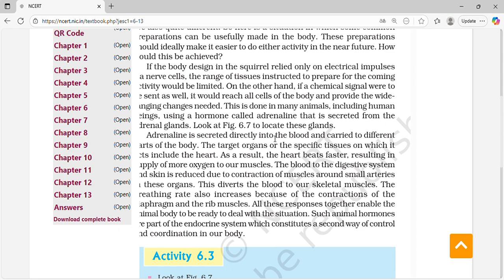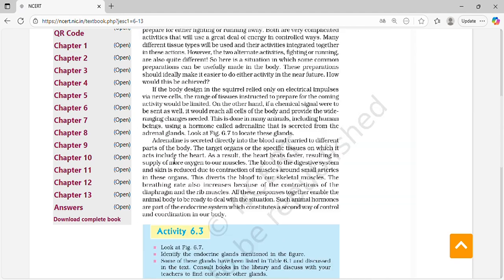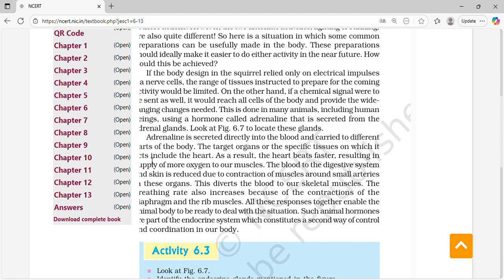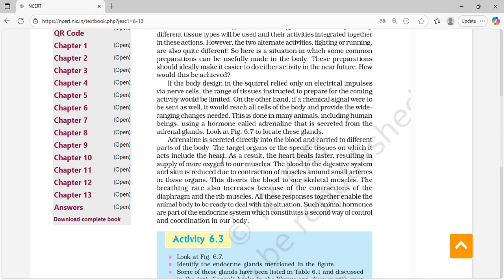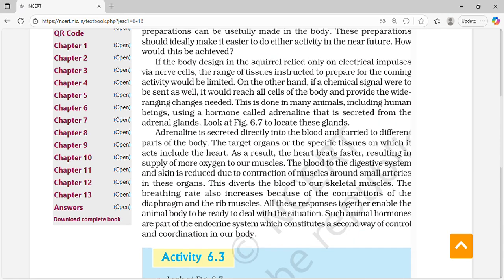Adrenaline hormone is secreted directly into the blood and carried to different parts of the body. The target organs or specific tissues which it affects include the heart. As a result, the heart beats faster, resulting in supply of more oxygen to our muscles. The blood to the digestive system and skin is reduced due to contraction of muscles around small arteries in these organs. This diverts the blood to our skeletal muscles.